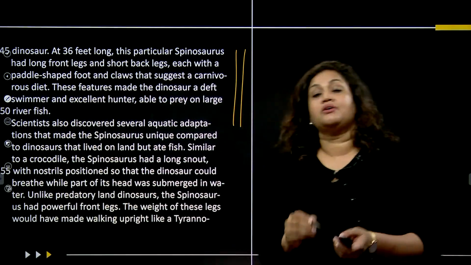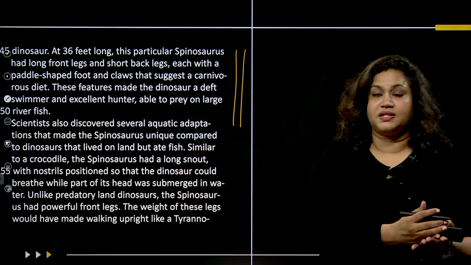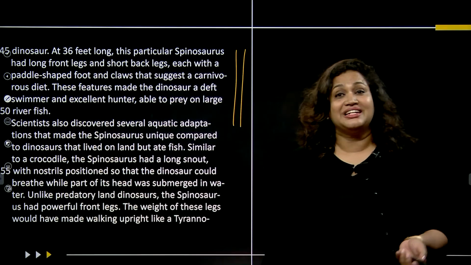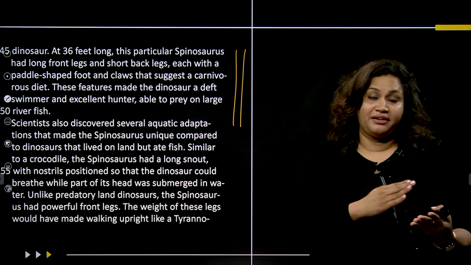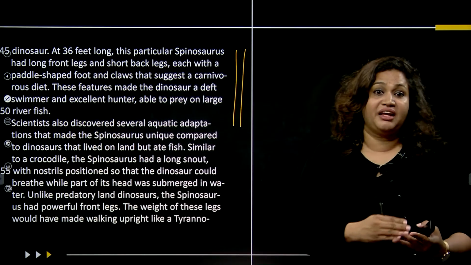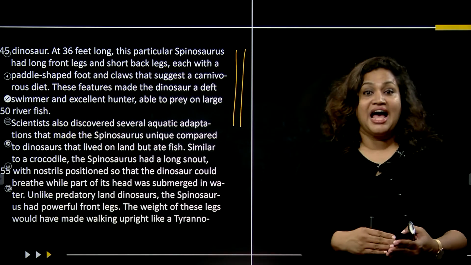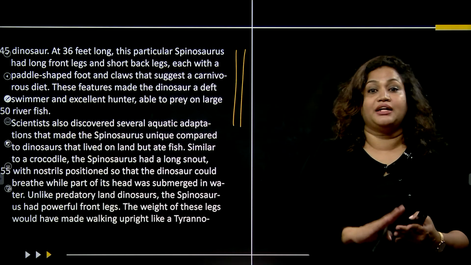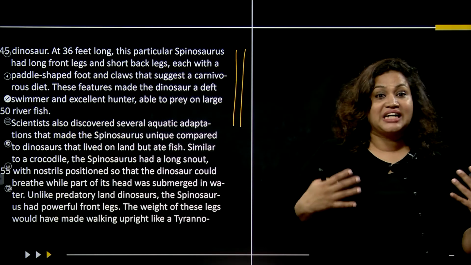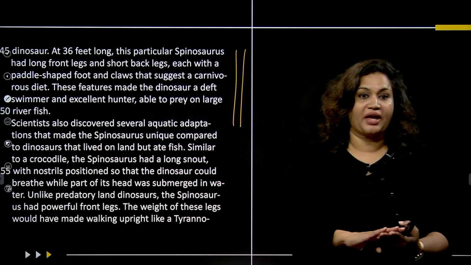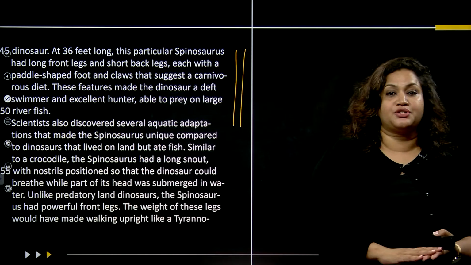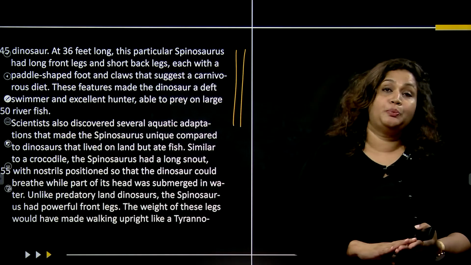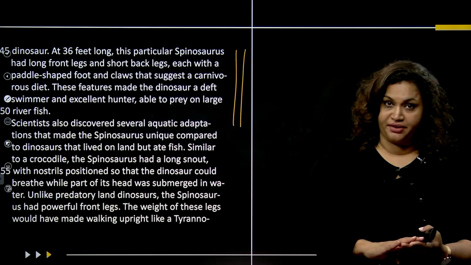Now we are going to talk about how the Spinosaurus is different from other dinosaurs. So here we are going to talk about at 36 feet long. This particular Spinosaurus had long front legs and short back legs. Each had a paddle-shaped foot and claws that suggest a carnivorous diet. These features made the dinosaur a deft swimmer and excellent hunter, able to prey on large river fish.